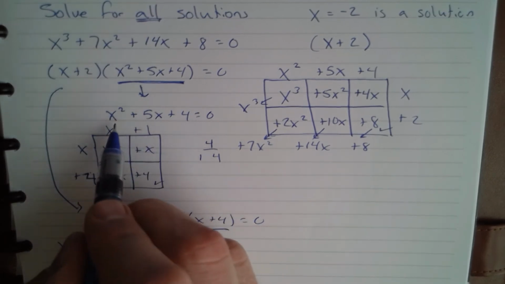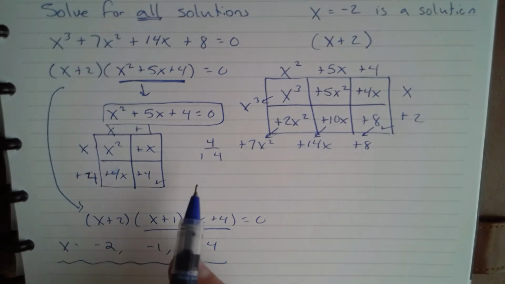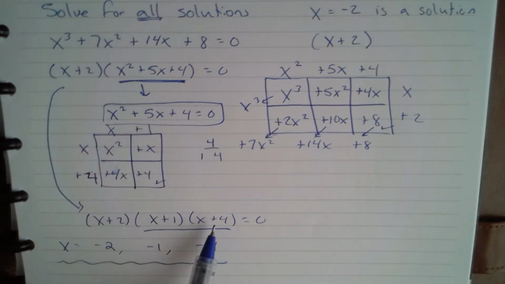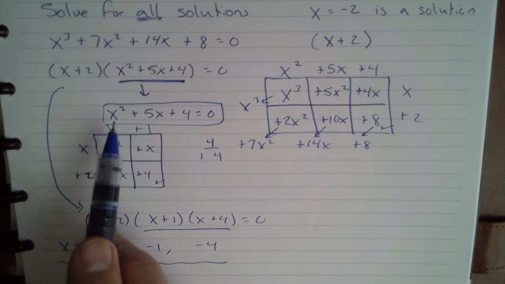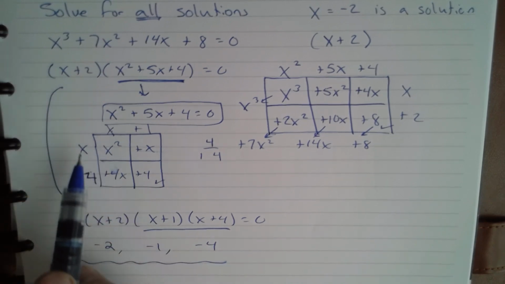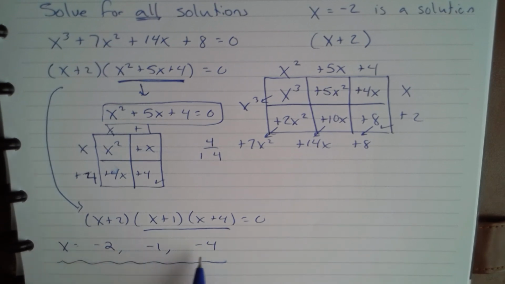Again, at this point, if I wanted to have solved this equation here, this equation factors to x plus 1 times x plus 4, giving me the solutions of -1 and -4. I could have also used quadratic formula, where a is 1, b is 5, and c is 4, and I would have gotten the 2 solutions of -1 and -4. Don't forget, -2 is a solution, and it needs to be included. So here are my 3 solutions right here.